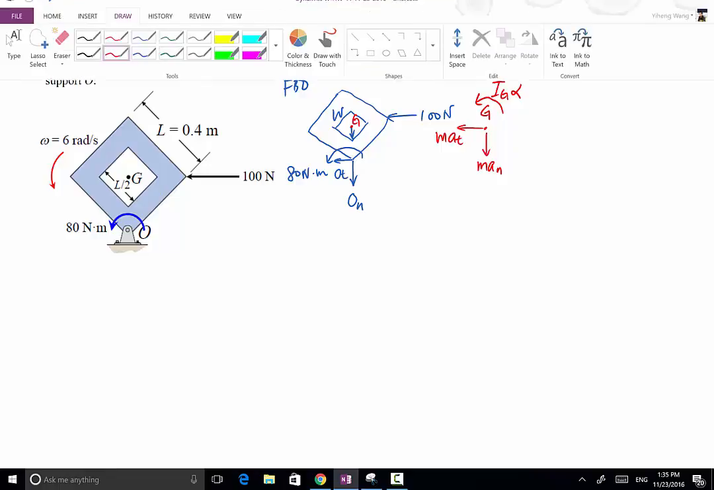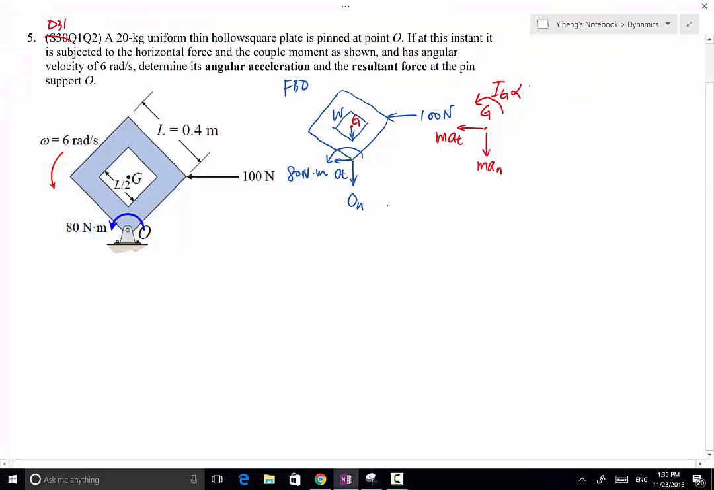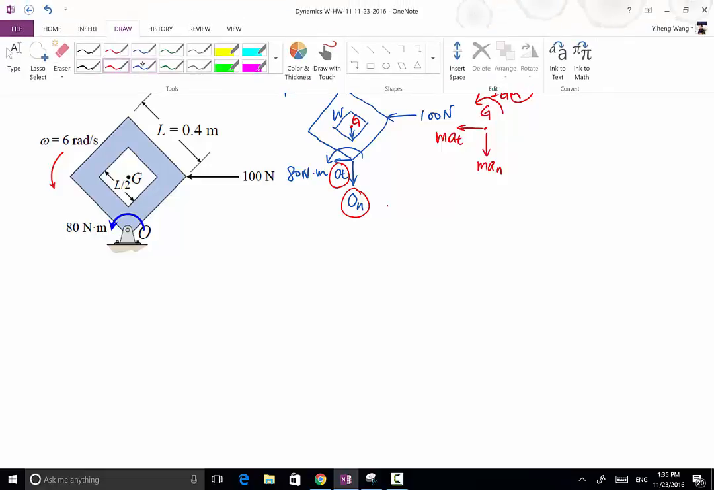So we have three unknowns we need to solve for. The first one is alpha, and then O_N and O_T, because in order to determine the resultant force at the pin support point O, we need to solve for both of these components. And for this problem, we can write three equations as well. So let's write them out first.